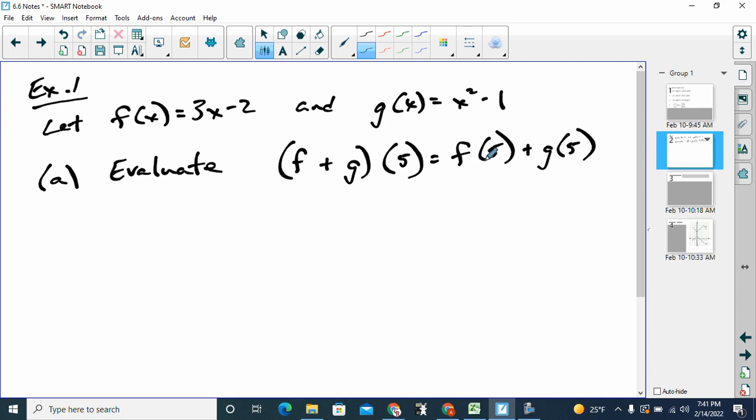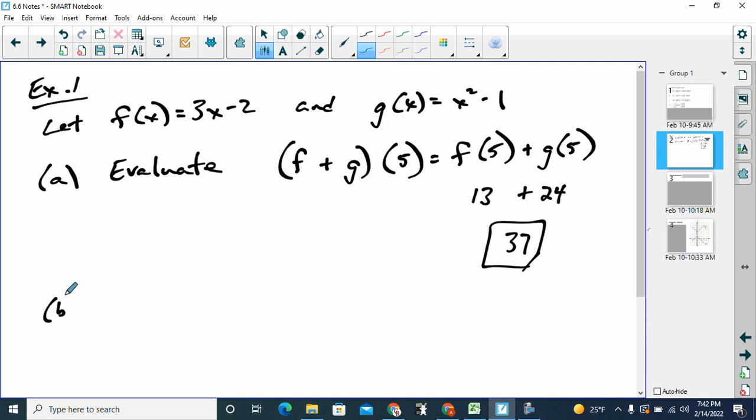f of 5, we've evaluated functions like that lots of times. That means go to f of x and plug in 5 for the x. So that would give me 15 minus 2, which is 13. g of 5 means go to g of x and replace the x with 5. 25 minus 1 is 24. And adding 13 and 24, f plus g of 5 is equal to 37. We could do the same thing if that's minus or times or even divided by.